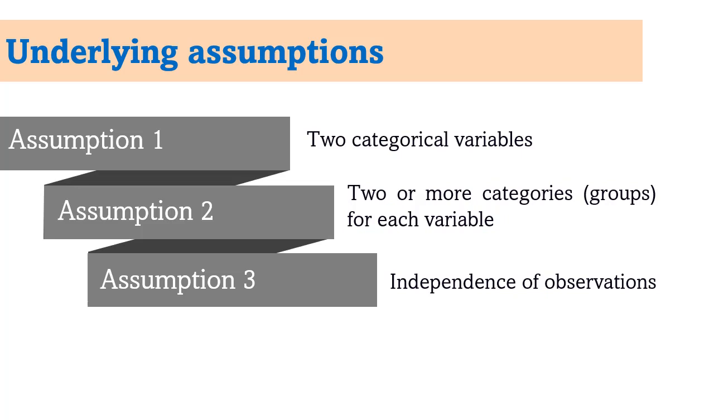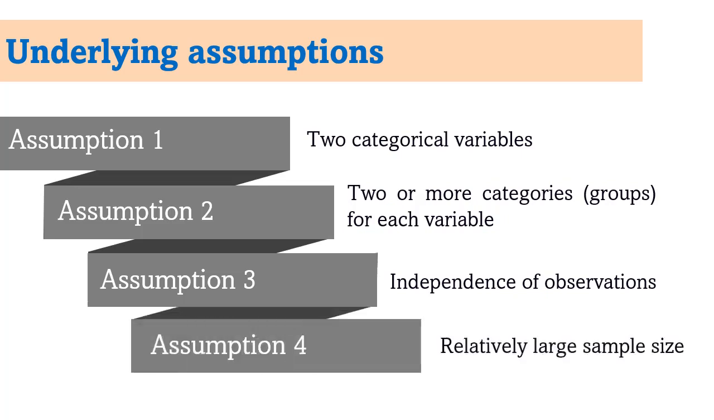And then the fourth assumption is it should have a large sample size. That means 80% of the cells should have expected cell count more than 5. So these are the underlying assumptions before we use chi-square test of association.